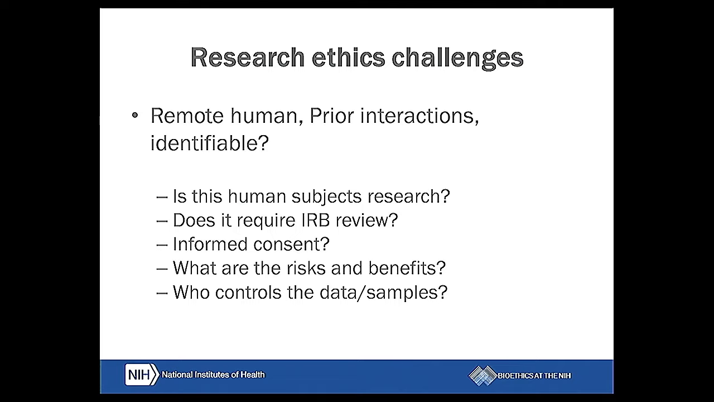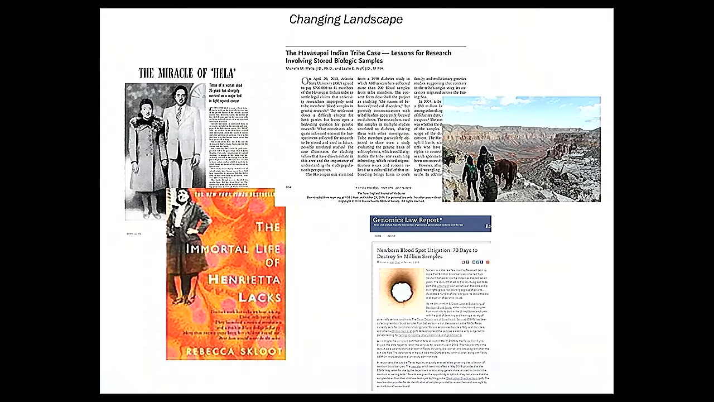The first is, is it research with human subjects? It doesn't even count as that, and therefore does it require IRB review? Is informed consent necessary? And if so, why? What are the risks of this kind of research? What are the benefits of these kinds of research? And who controls these things? Who controls these data and samples? And these are all debates that have been swirling around for a while. In my view, and perhaps it's a biased view, most of the attention has gone to informed consent with secondary use. What is the right thing to do with respect to consent?